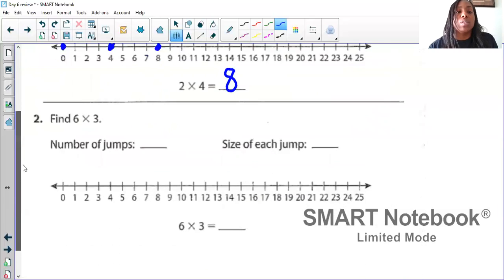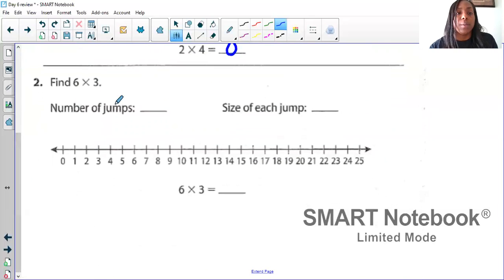So let's go ahead and take a look at question number 2 now. Find 6 times 3. So what are the number of jumps? And you guys are getting good at this. That's right, 6. So what are the size of each jump? So we've got 6 times 3. So that means the size of each jump should be what? 3. Very good. All right, so you tell me, where do I start? Do I start at the 0, the 1, 2, 3, 1? You're right, I start at the 0.